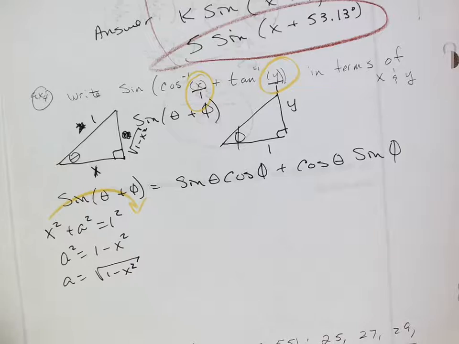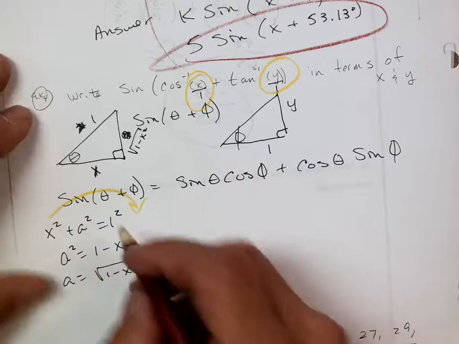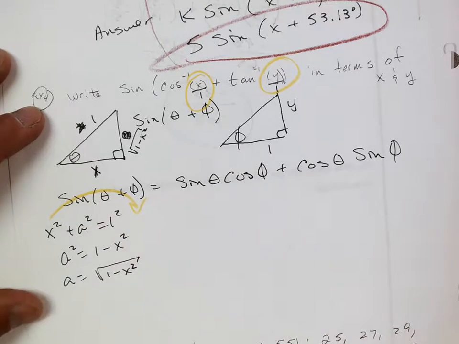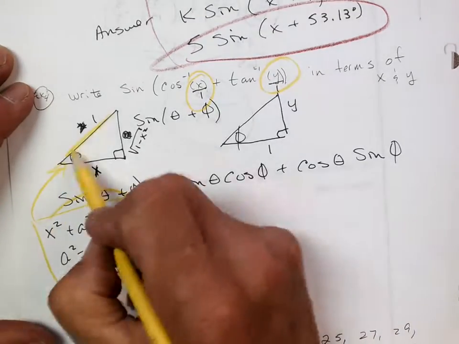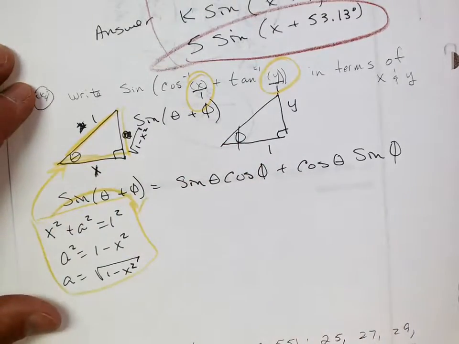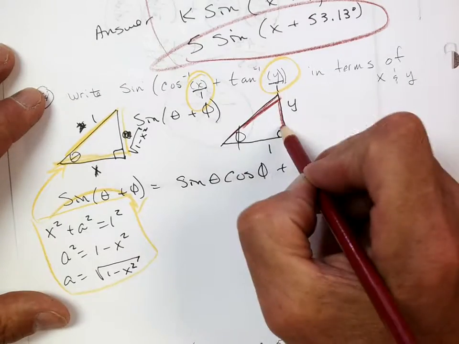All right, let's look at the other triangle. So this is my yellow triangle. Here's my yellow triangle. Put that up there, my yellow one. Let's look at the other triangle. See, the other triangle, same thing.